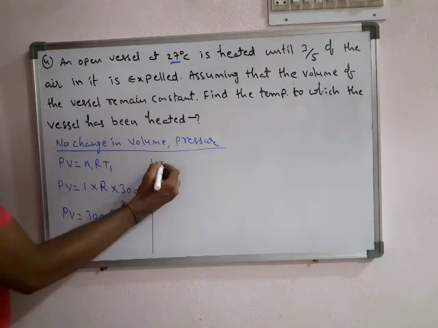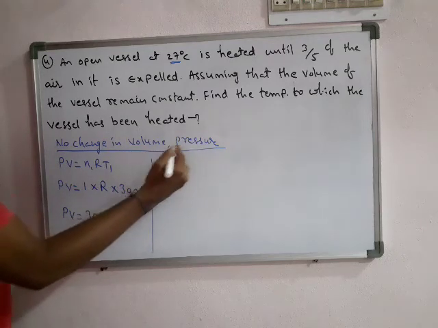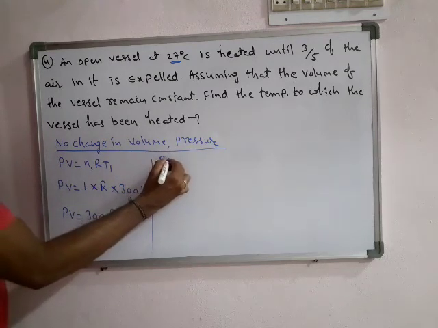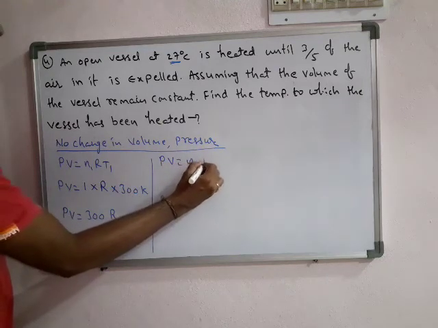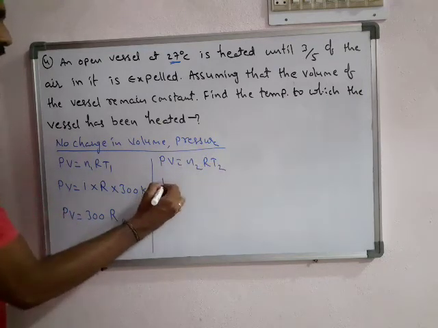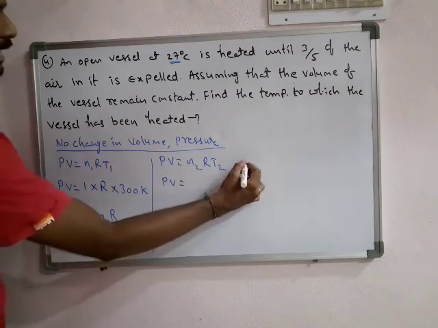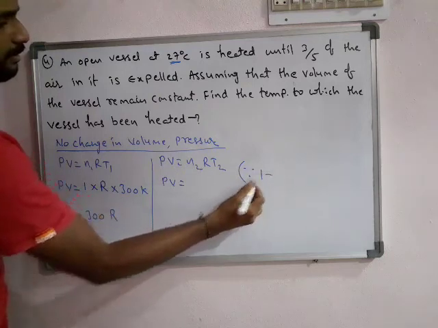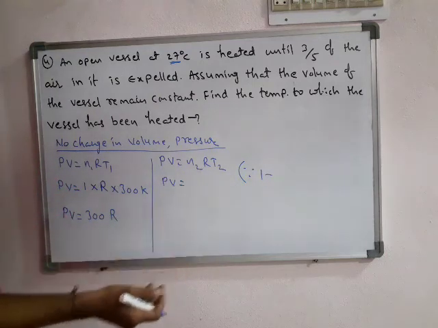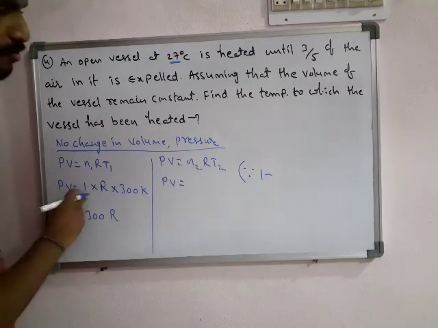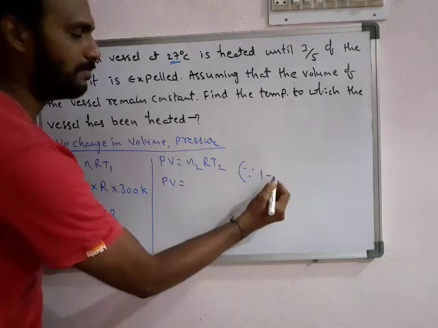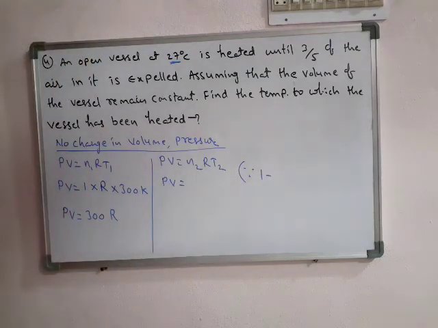Next, for the final conditions, the same PV is equal to N2 R T2. So PV is equal to, what is the N2? So here N2 is given, the 3 by 5 part is expelled out. The starting amount we took as 1 mole. So the 3 by 5 part is removed. What is the 3 by 5 part in 1? So there is 1 minus 3 by 5.